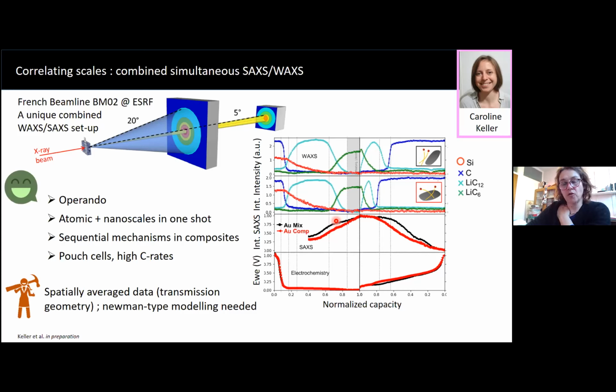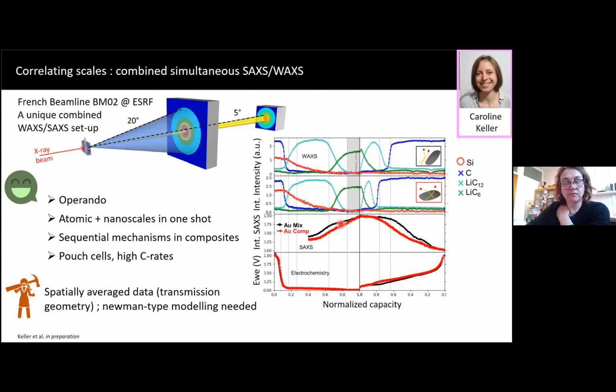And of course, if we want to have a more detailed analysis of the shapes of our signals, in particular here on the SAXS data for the silicon, we would need the help of some Newman-type modeling of the electrode, and that's what we're currently developing also in our lab.